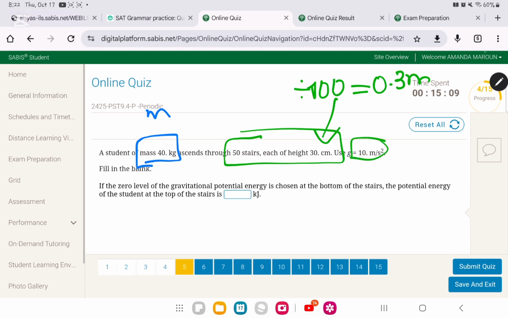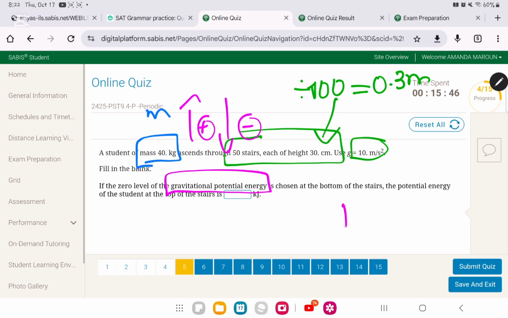Pay attention. They are telling us that the zero level of the gravitational potential energy, so they need the gravitational potential energy. They told us the zero level, the reference level, is at the bottom of the stairs. So if the student is ascending, for the gravitational potential energy, it is the complete opposite of the work of gravity. So we said for gravity, if we go up, it is minus, and if we go down, it is plus. However, for the gravitational potential energy, if we go up, it is plus, and if we go down, it is minus. So here he is ascending, he's going up.